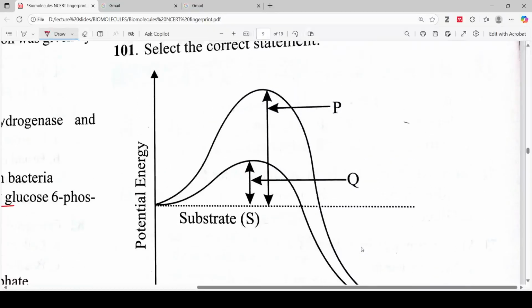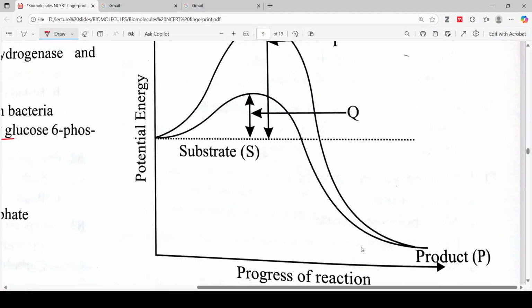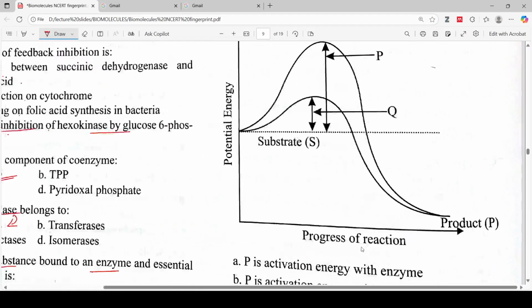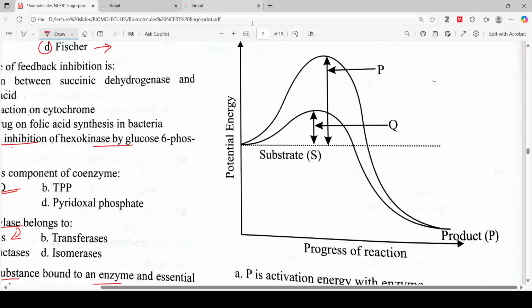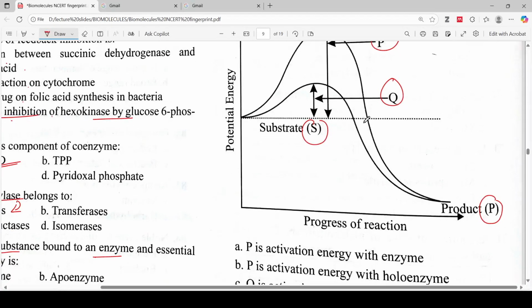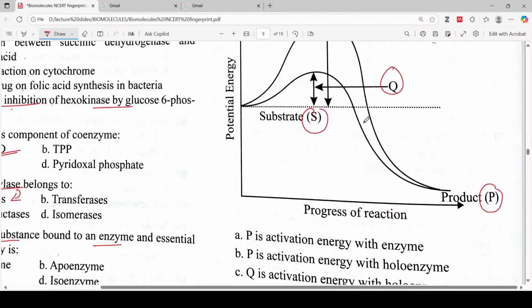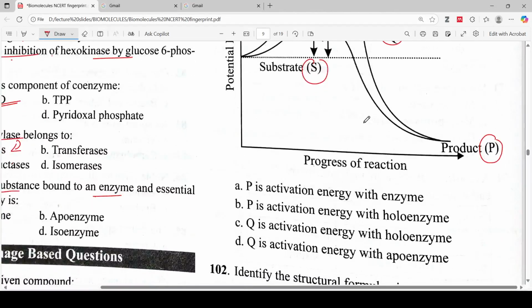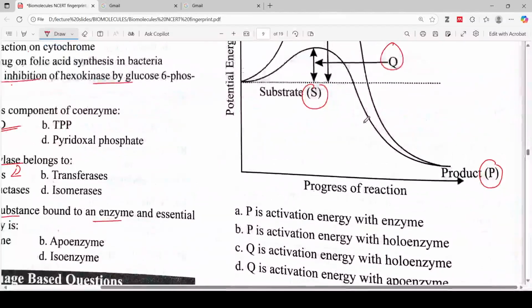Here the graph is given. Select the correct statement. From this graph, P, Q and product. Four options are given. P, Q, and P is product and S is substrate. You have to identify P. P is the activation energy with enzyme. P is activation energy with holoenzyme. Q is activation energy with holoenzyme, and Q is activation energy with apoenzyme.